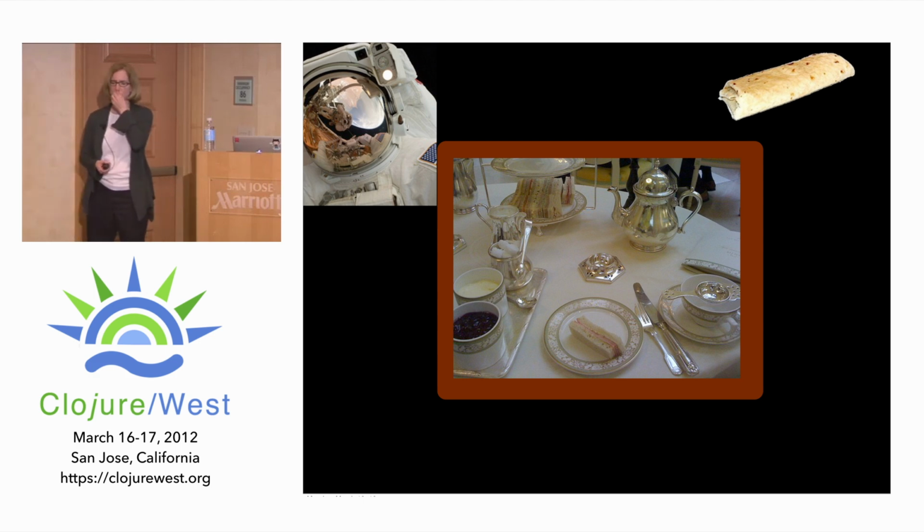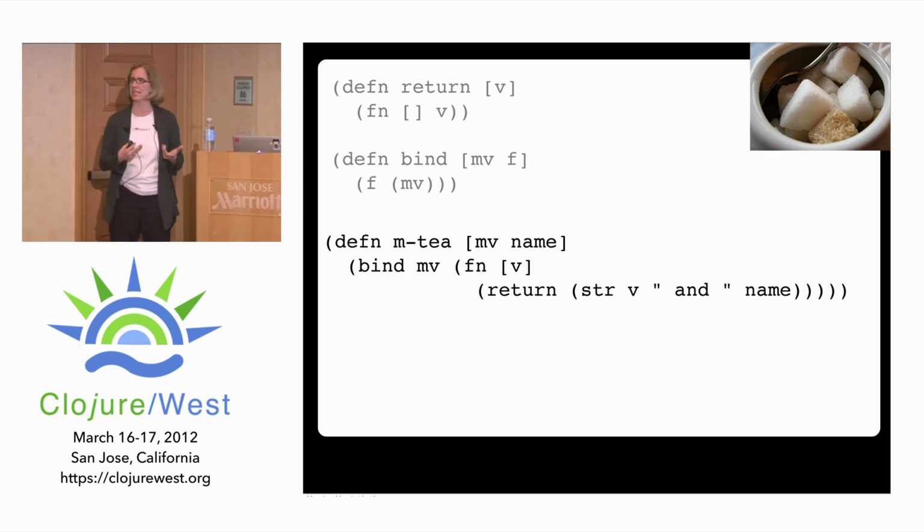So we can make a function for having tea. Let's call it MT. It would take some parameters. It would take a monadic value, and it's also going to take a little extra. It's going to take the name of the person having tea. So we're going to have 2 parameters this time. We're going to use our bind function, of course, on the monadic value, but this time we're going to define the function in here, and we're going to return the string of the value concatenated with the name of the person having tea.